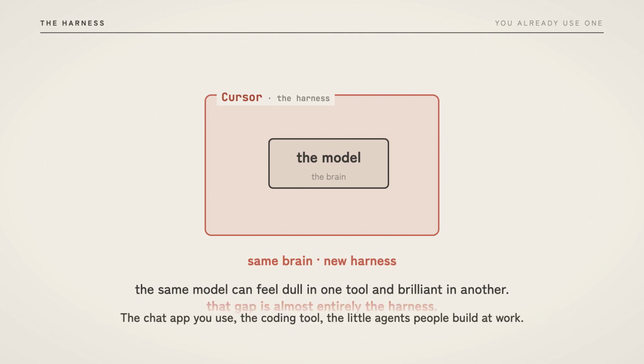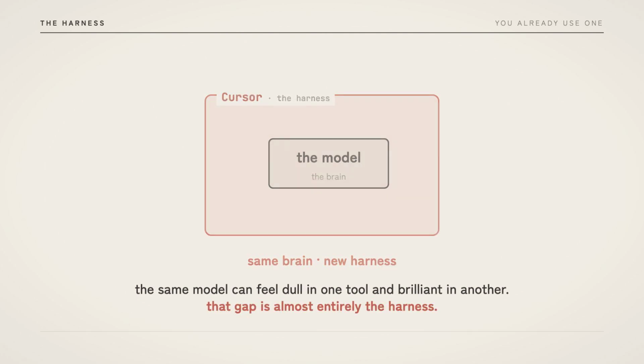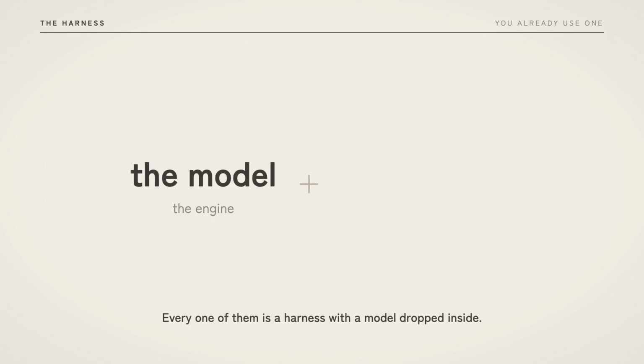The chat app you use, the coding tool, the little agents people build at work. Every one of them is a harness with a model dropped inside. The model is the engine, and the harness is the whole car built around it.